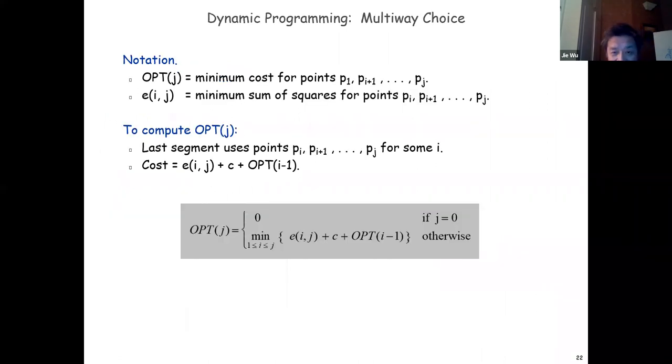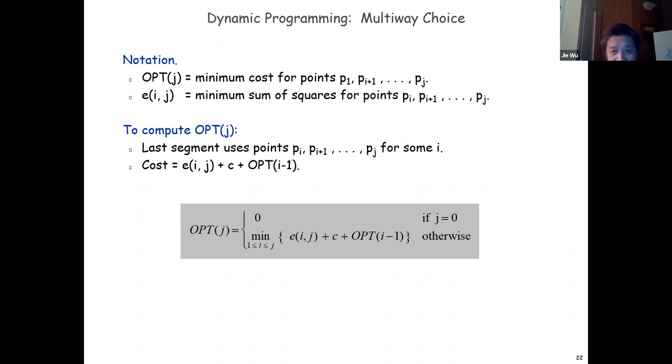Okay, so let's go back to the point. It turned out to be a very simple solution. It's a multi-way choice. We just need two notations. One notation is the optimal one. Optimal J means the optimal points from 1 to J. So it's still a linear sequence, just like a weighted scheduling problem from 1 to J.